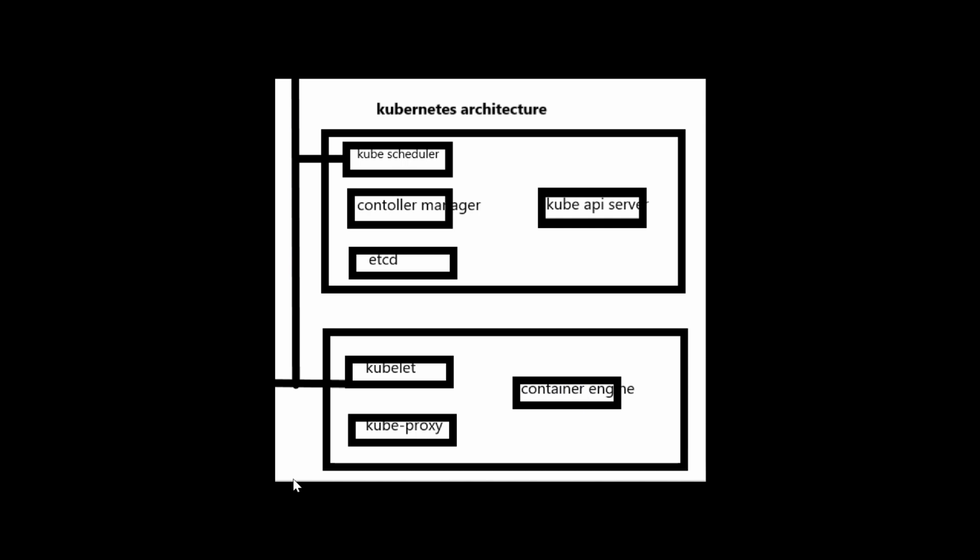Kube proxy is for networking. It will give IPs to the pods that are created. So this is the architecture. In master we have 4 components, and in worker nodes we have 3 components.